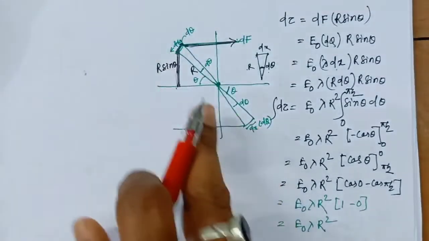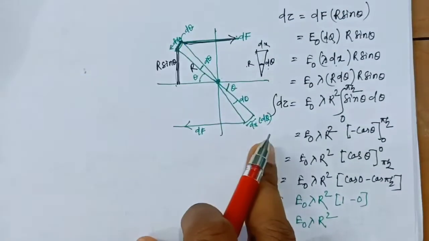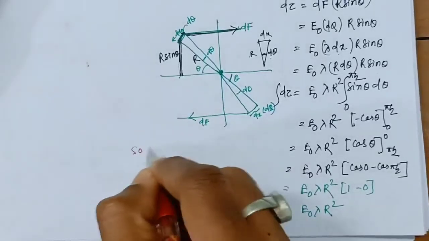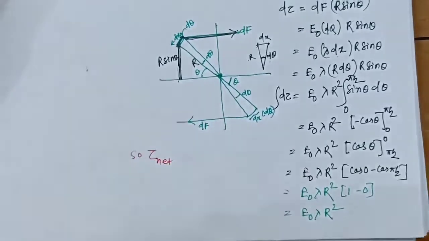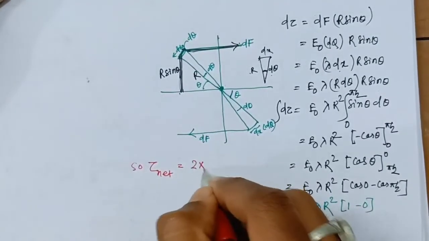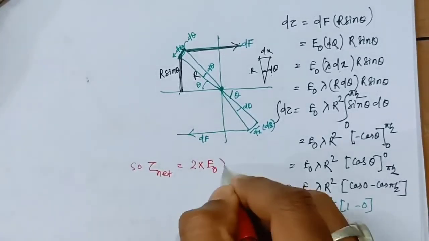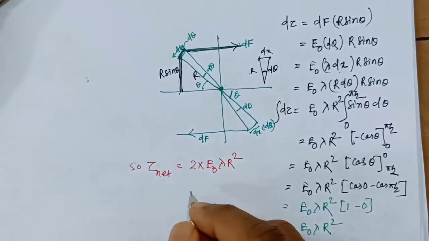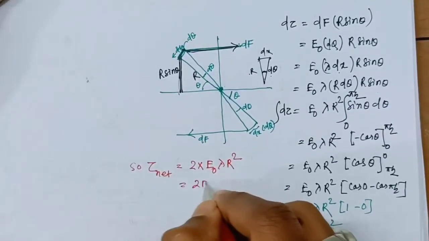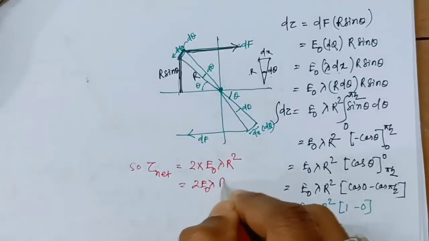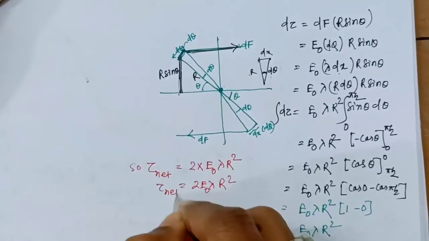Due to symmetry, the same torque will be generated in the lower half sections. So the net torque generated is 2 E naught lambda r square. How much torque will be generated? This is 2 E naught lambda r square. This is the net torque that will be generated.